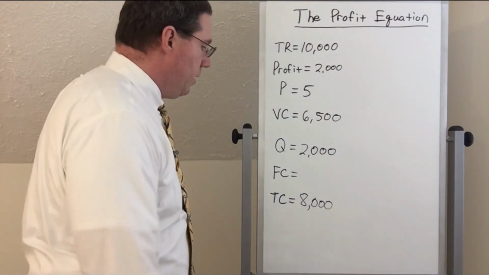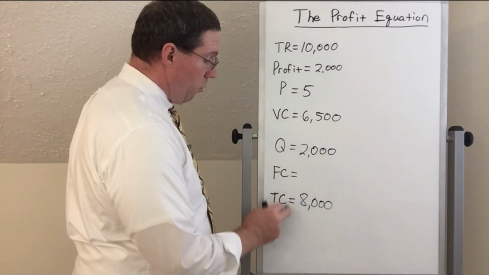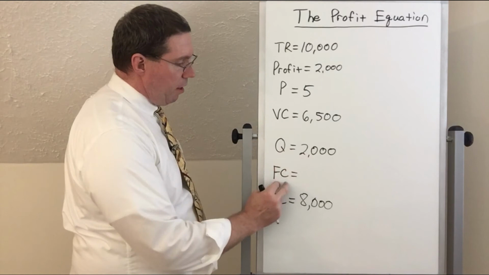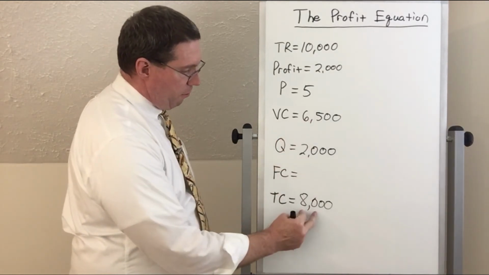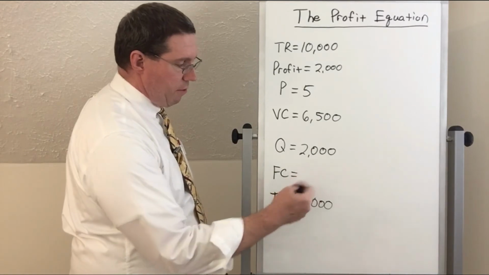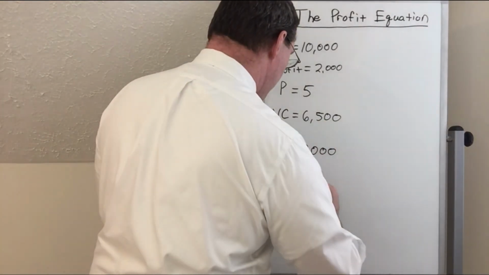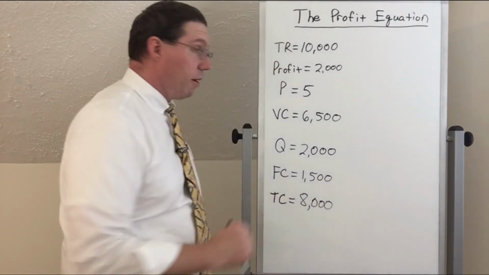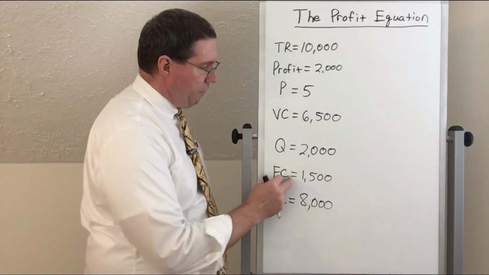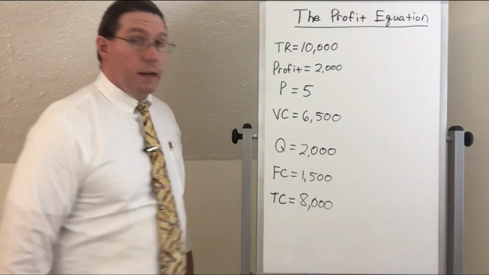And now the last thing we need is fixed cost. We know that total cost is equal to variable cost plus fixed cost. So all we have to do is subtract the variable cost from the total cost, and whatever's left over, that's our fixed cost. And 8,000 minus 6,500 is 1,500. Okay? And now we've got our fixed cost. And we can check it by adding fixed cost plus variable cost. 1,500 plus 6,500 is indeed 8,000.